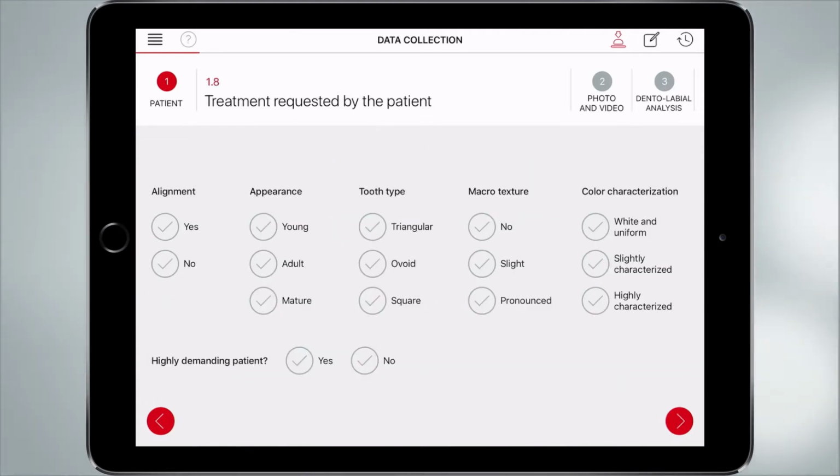And what does the patient request? He requests some alignment, yes, appearance, adult, tooth type, mostly ovoid, slight microtexture, and slight characterization. Of course, the question: highly demanding patient, yes or no? Of course, yes. All the time we try to really stress the dental technician to do their best, so that's the reason why we said he needs a really high level of the final work. So now we can go ahead.